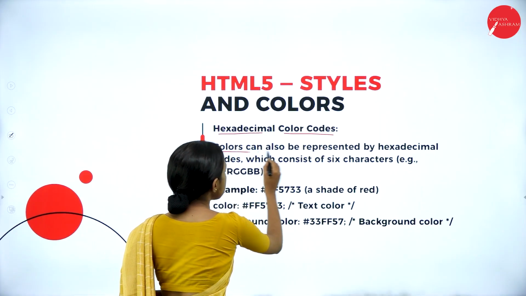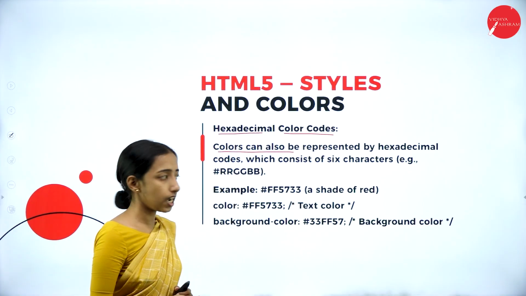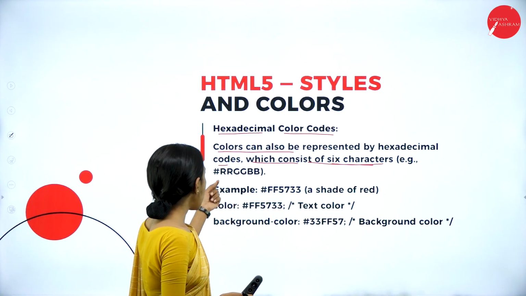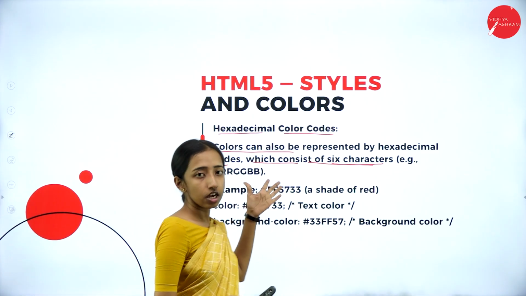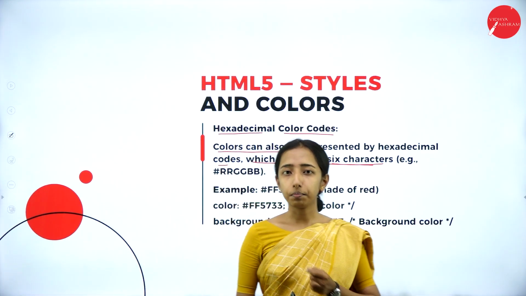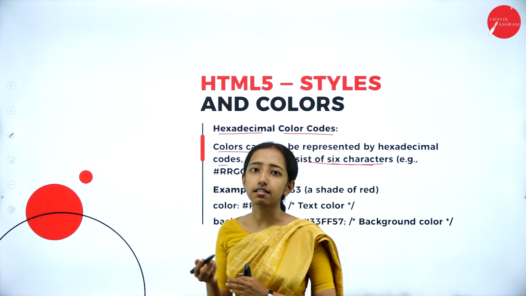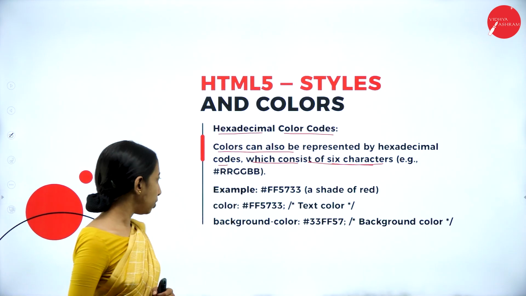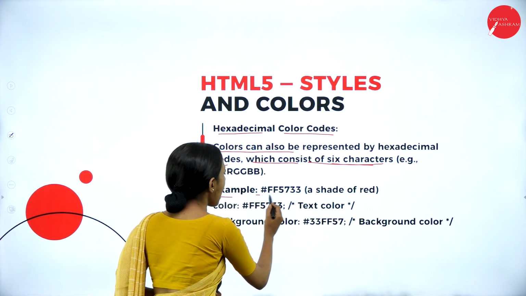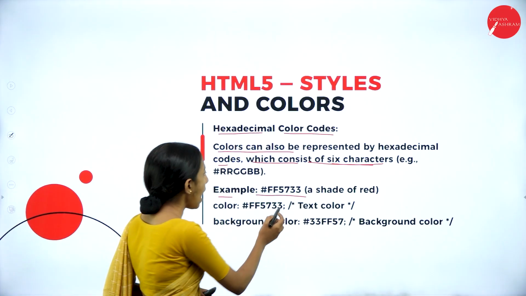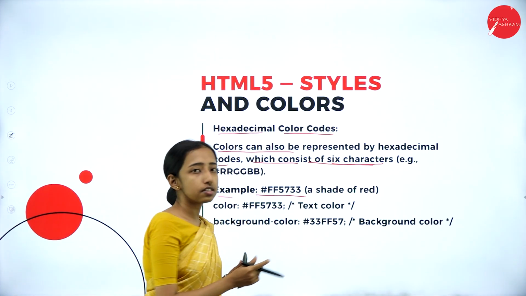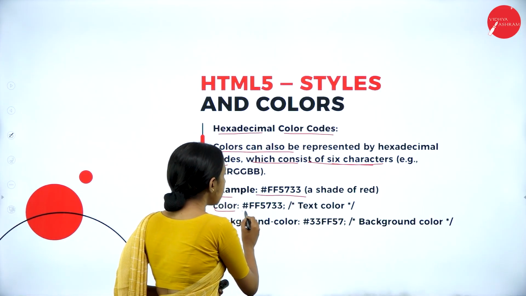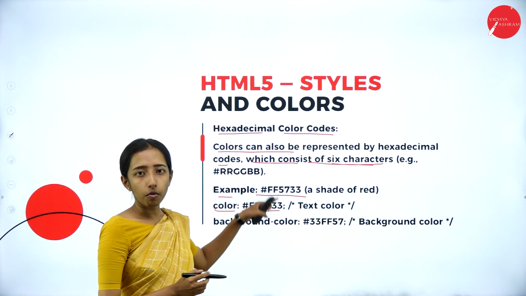So here the color can also be represented using the hexadecimal code, which consists of the 6 characters that are #RRGGBB. So here what is this R, G and B? So here the R represents the red color and the G represents green and B represents the blue color. So for example, here you can see I have given #FF5733. So this is a shade of the red color what I am giving, and here the color what I have given is in the form of the hexadecimal.